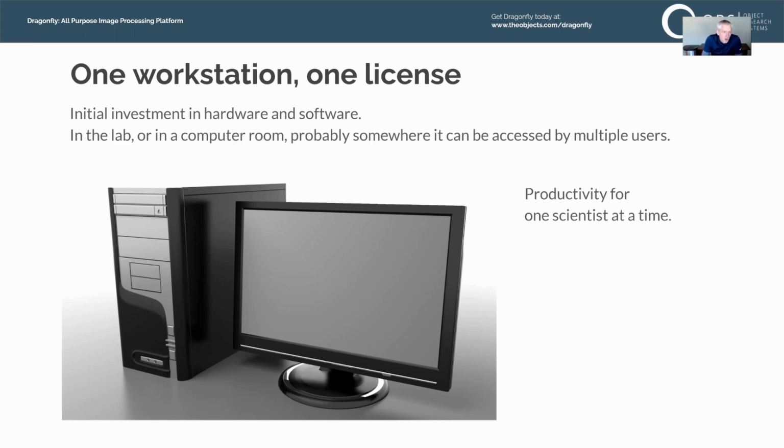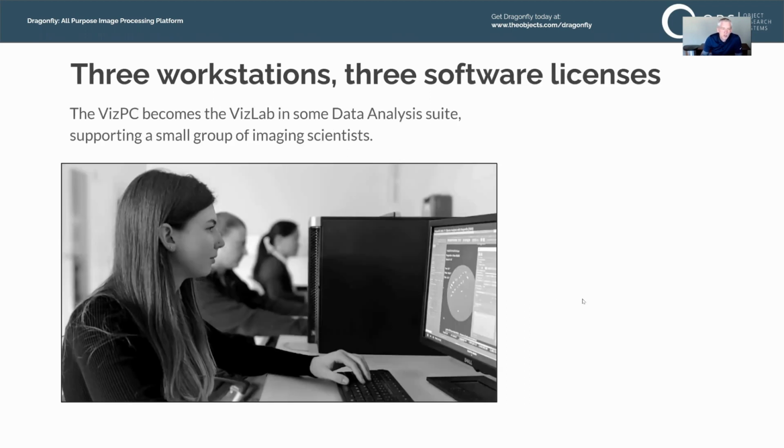Now, before long, if you have high productivity out of your instrument, you're going to outgrow these resources. You're going to have multiple scientists that need to process their data and access it. So one scientist at a time will quickly get outstripped. Now, the next step is to buy a second workstation or maybe a third workstation. So that becomes 3 workstations, 3 software licenses. The Viz PC tucked away in the lab now becomes the VizLab or some data analysis suite, supporting a small group of imaging scientists that can work multiple users at one time. And so here's a picture from the closest VizLab I could find close to me in Denver.